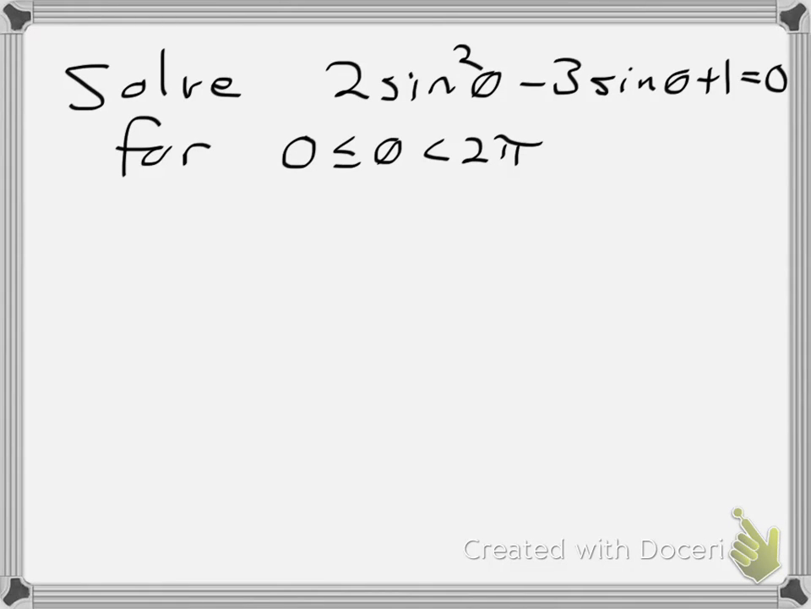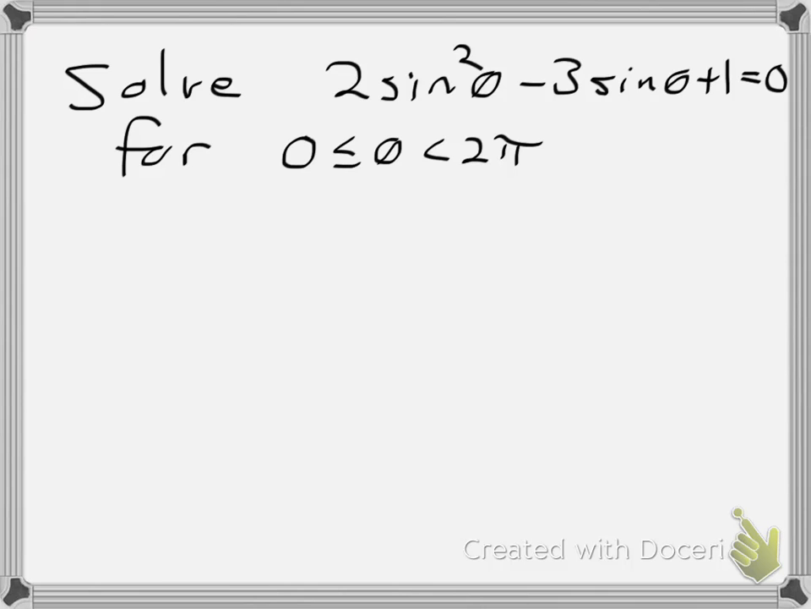Hello everyone. In this video I'm going to go over solving trigonometric equations using factoring or substitution. In this case I'm solving the equation 2 sine squared of theta minus 3 sine of theta plus 1 equals 0 over the interval 0 to 2 pi.